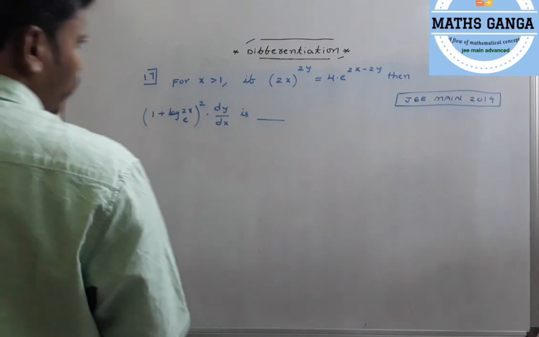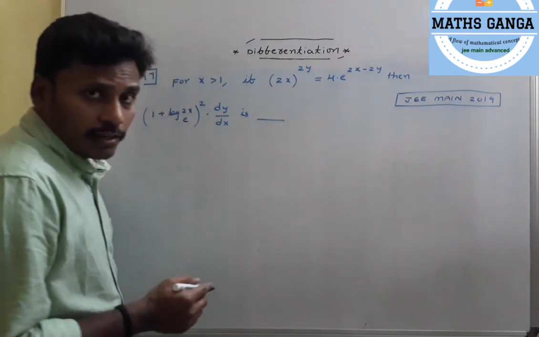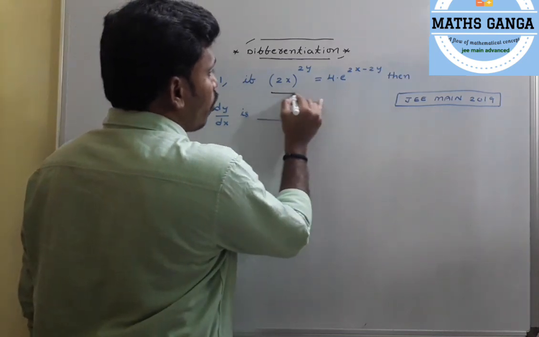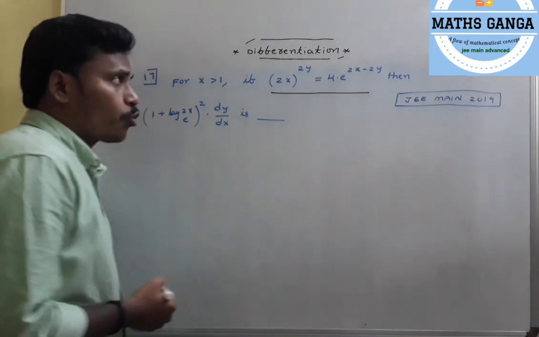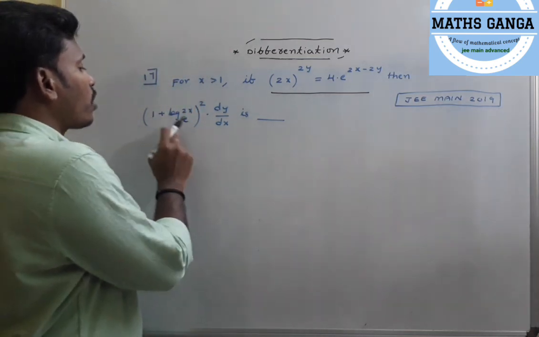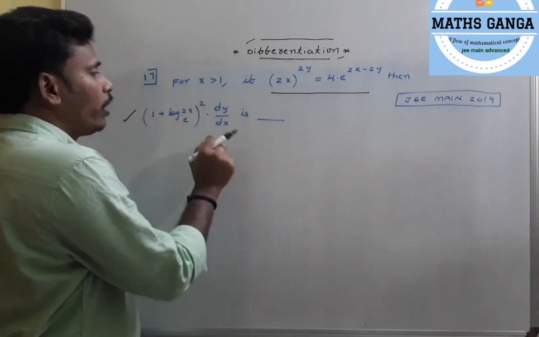So next problem, 17th one, it's again a JEE Mains 2019 problem as I said. Look here, it is given that 2x power 2y is equal to 4 into e power 2x minus 2y. That relation is given between x and y. We need to find (1 plus log 2x base e) whole square into dy by dx. So this value we need to find.